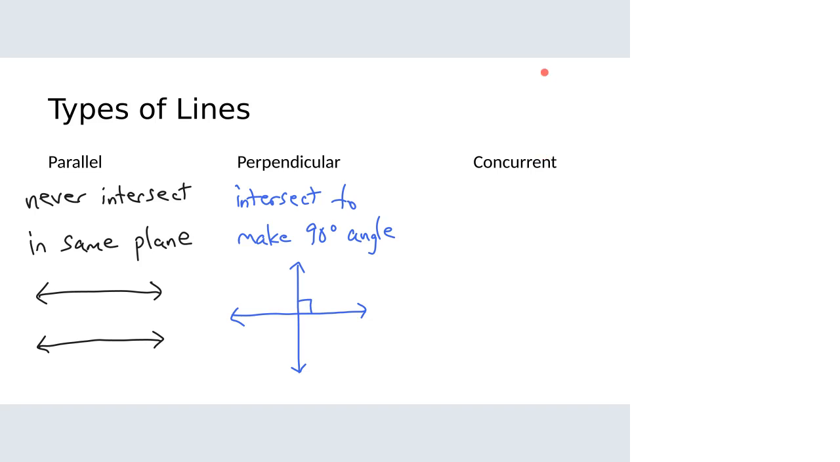Yes, exactly, Lorraine. You're exactly right. It doesn't have to be vertical and horizontal like I drew it here. It could be rotated a different way. We could have perpendicular lines that are at an angle instead of one of them being vertical and one of them being horizontal. But if they intersect and make a 90-degree angle, we're going to call them perpendicular.